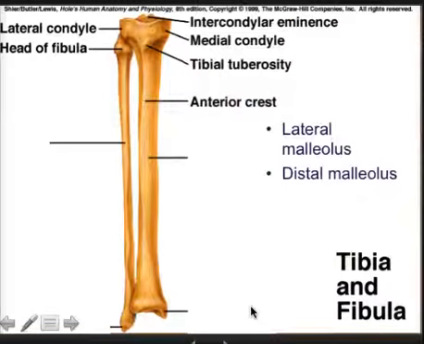The femur will lead us to the tibia and the fibula. The tibia is a slightly larger, wider bone of the two. Perhaps you think it looks somewhat like a T. The tibia has a lateral condyle, an intercondylar eminence, which sticks up, a medial condyle. You can see this tibial tuberosity. It has an anterior crest that you may feel if you run your hand along your tibia.